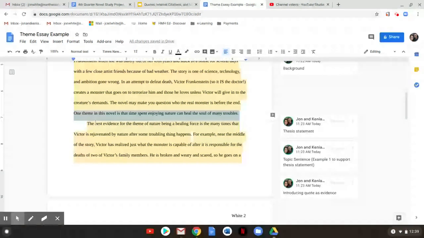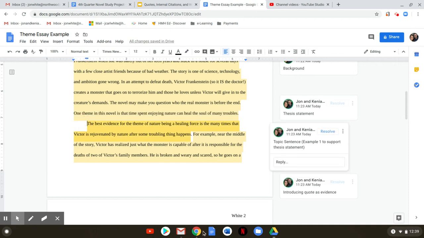Coming out of our introduction, here's our first body paragraph. We start out a body paragraph with a topic sentence. Right? Here's example one to support my thesis. The thesis is that in the novel Frankenstein, a theme is that time spent enjoying nature can heal the soul of many troubles. And you know what? If I finished writing my essay and I thought I could reword that better, well, I can reword that a little bit later. If I don't like how that sounds, heal the soul, I might say that it has some different abilities to heal our minds and our bodies or something like that. But for right now, that's what I'm working with.